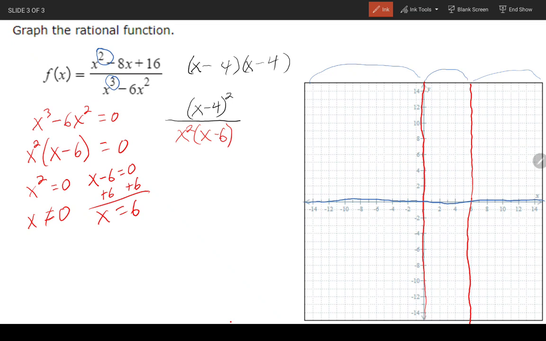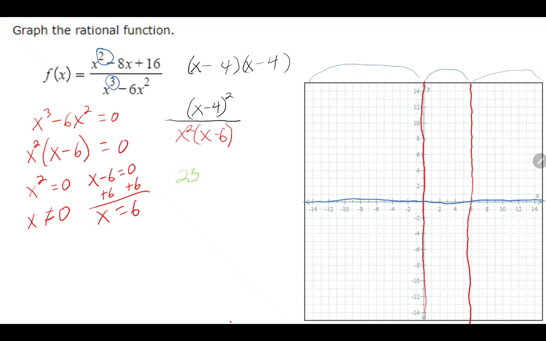Negative 1 in the top is going to become negative 1 minus 4, which is negative 5, and we're squaring it, so that's going to be 25. Negative 1 squared is 1, and then negative 1 minus 6 is negative 7, so 25 over negative 7. So that's about 3 and something, like 3 and 4/7 or something.